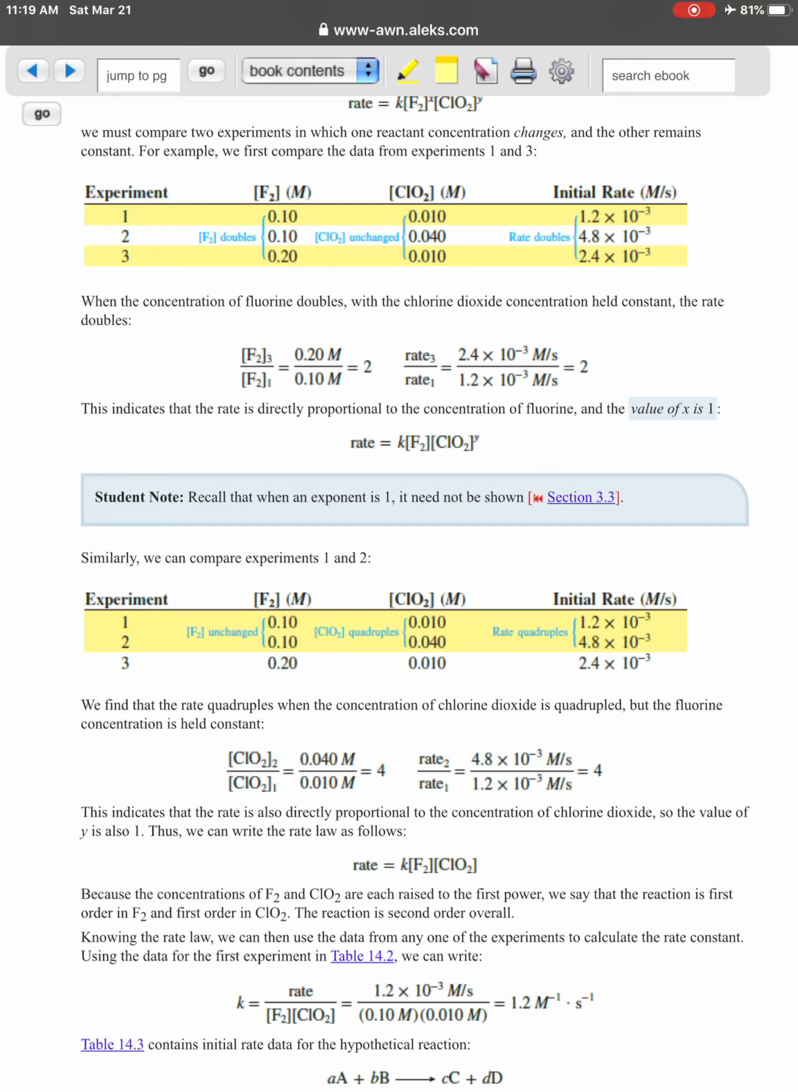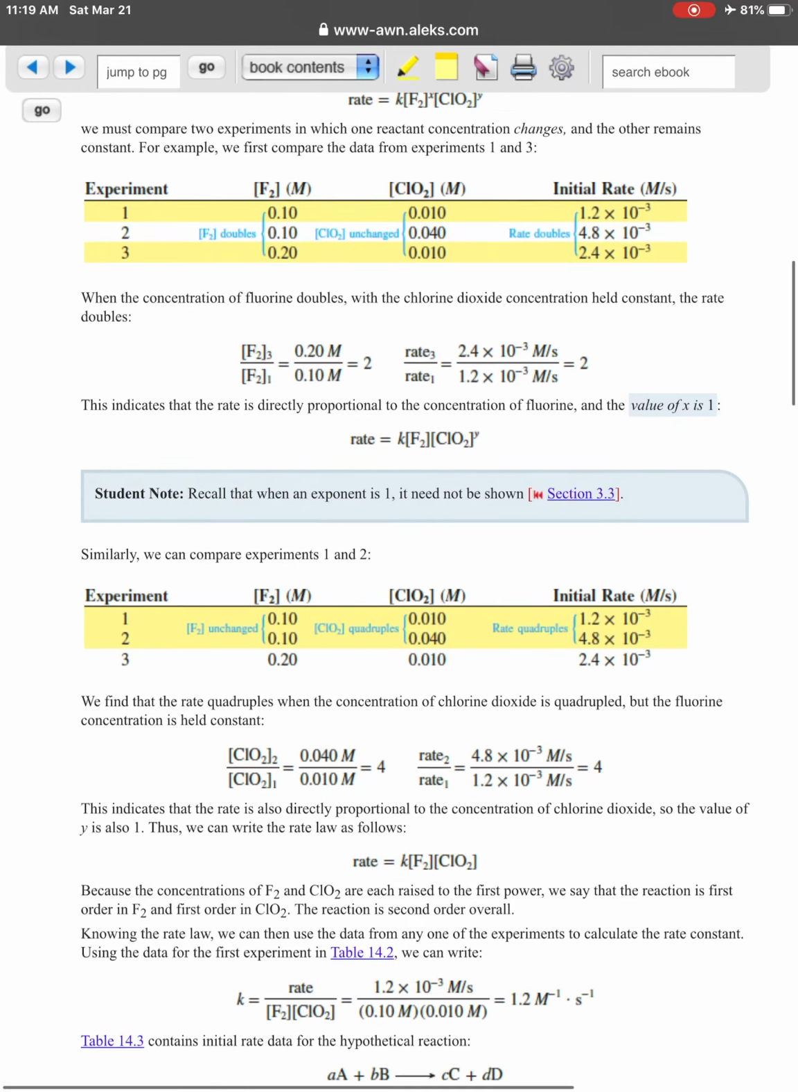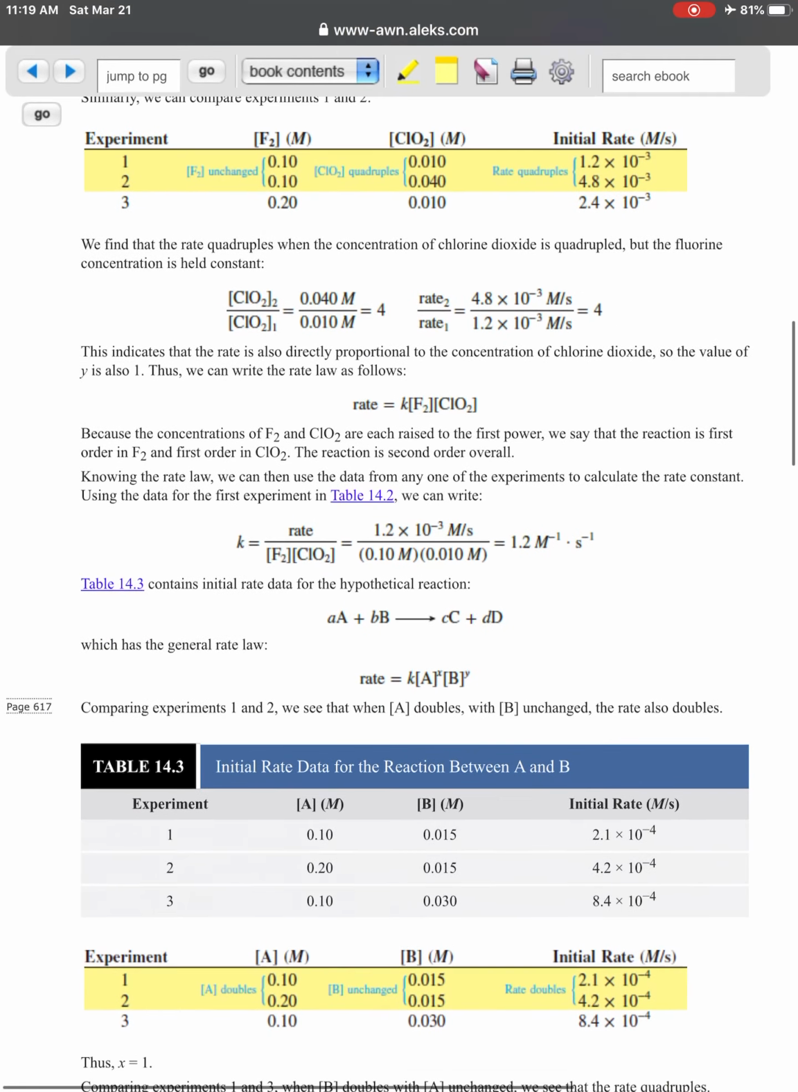Student note, recall that when an exponent is 1, it need not be shown. In other words, if the exponent for F2 is 1, we don't need to write it down. Similarly, we can compare experiments 1 and 2.